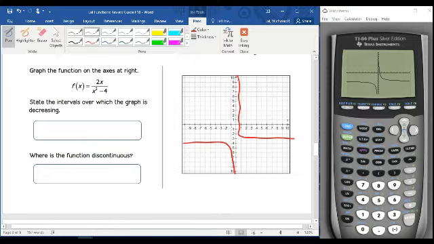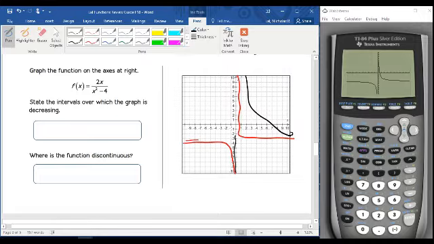I'm going to state the intervals where the graph is decreasing. So here, it seems like it's always decreasing. It's always going down slightly here, and then on this interval, it's decreasing little by little. So the only value where it's not decreasing is at 0, where you have an asymptote.